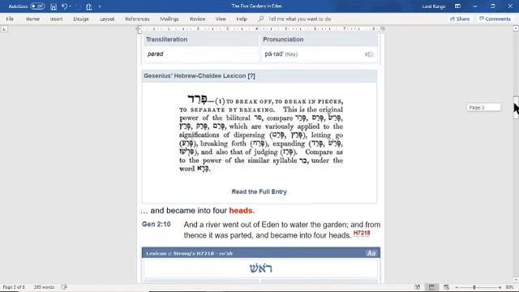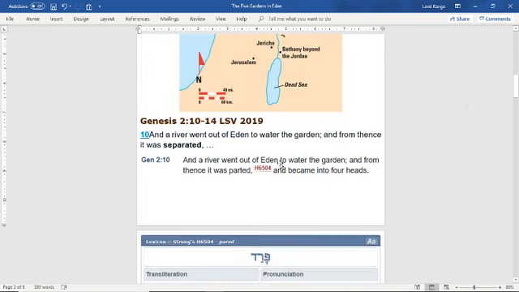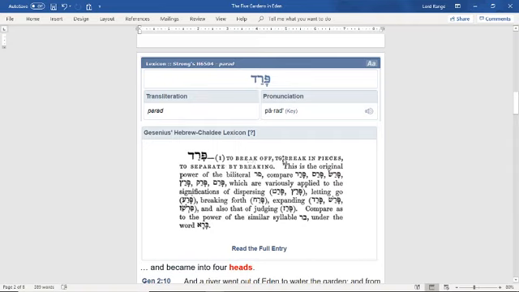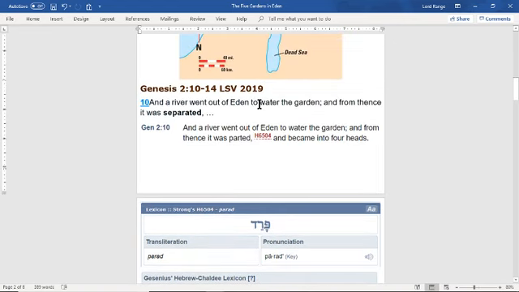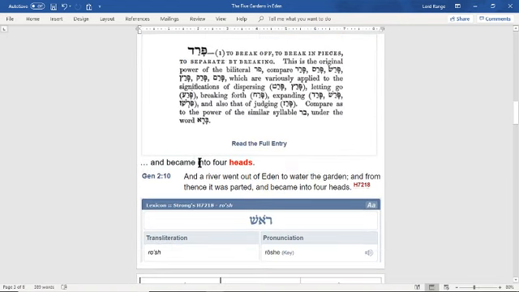So again, that is why in my translation, instead of using the word parted, because parted can confuse people, I just used the word separated. It was a complete separation, a breaking off, separated by breaking. These rivers and other gardens were not connected. It was a separation. So again, it says, then a river ran out of Eden to water the garden, and from there it was separated and became four heads.